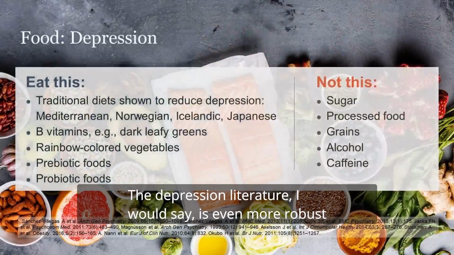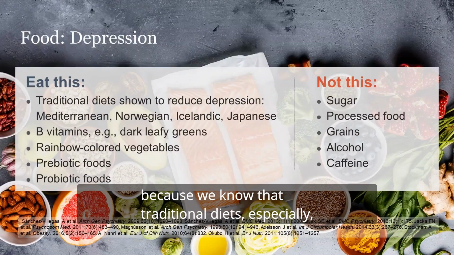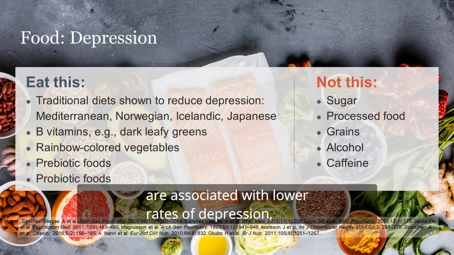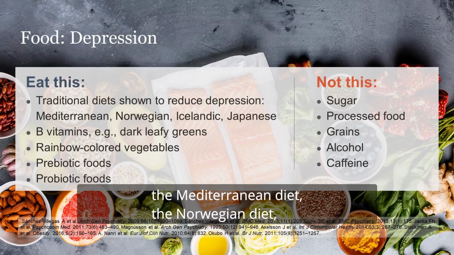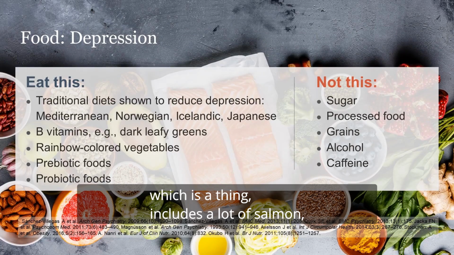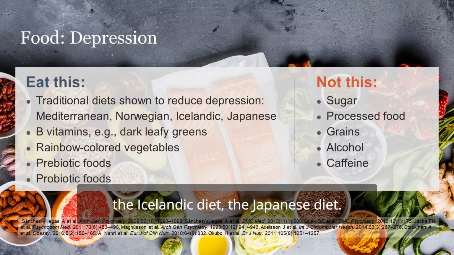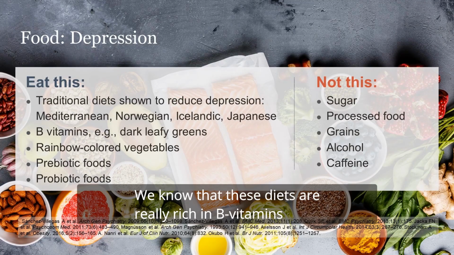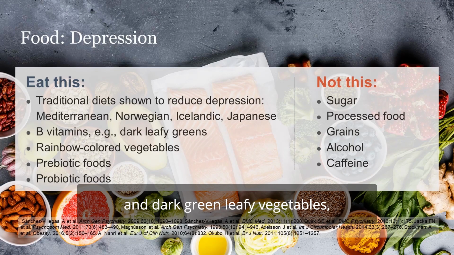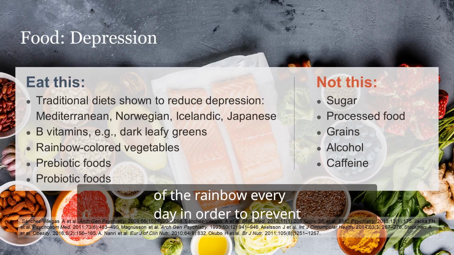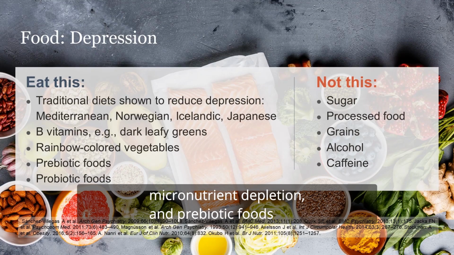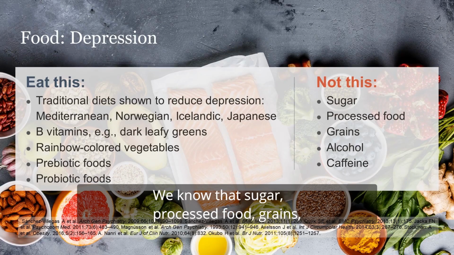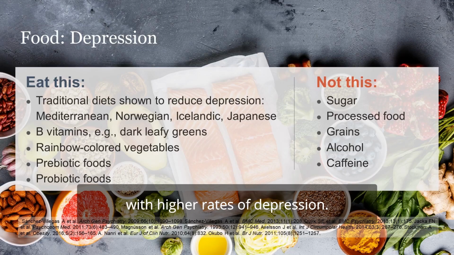The depression literature, I would say, is even more robust because we know that traditional diets especially are associated with lower rates of depression. And some of those traditional diets include the Mediterranean diet, the Norwegian diet, which is a thing, includes a lot of salmon, the Icelandic diet, the Japanese diet. We know that these diets are really rich in B vitamins and dark green leafy vegetables, rainbow-colored vegetables. You know, the goal is to get 5 to 7 colors of the rainbow every day in order to prevent micronutrient depletion. And prebiotic foods and probiotic foods. We know that sugar, processed food, grains, alcohol, and caffeine are associated with higher rates of depression.